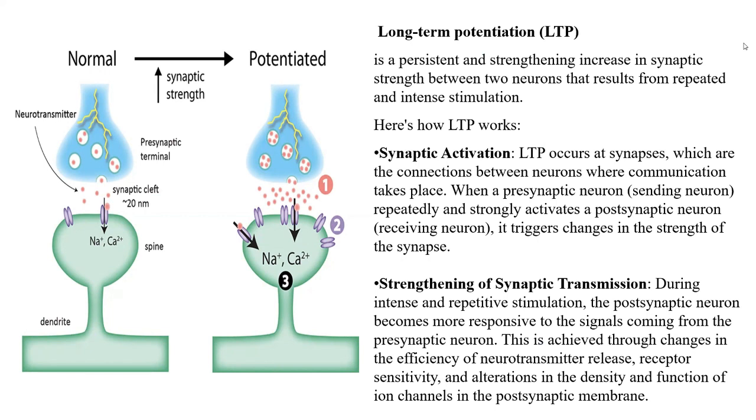So what happens in synaptic activation? Connections between neurons where communication takes place. LTP occurs at synapses, and you already know what synapses are. When a presynaptic neuron, that is the sending neuron, repeatedly and strongly activates a postsynaptic neuron, it triggers changes in the strength of the synapse. During intense and repetitive stimulation, postsynaptic neurons become more responsive to the signals coming from the presynaptic neuron. I hope this much is clear to you.